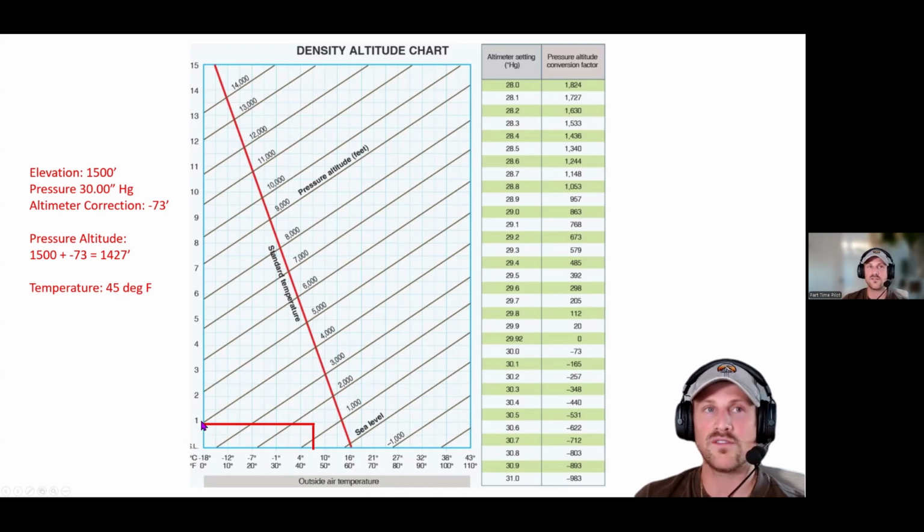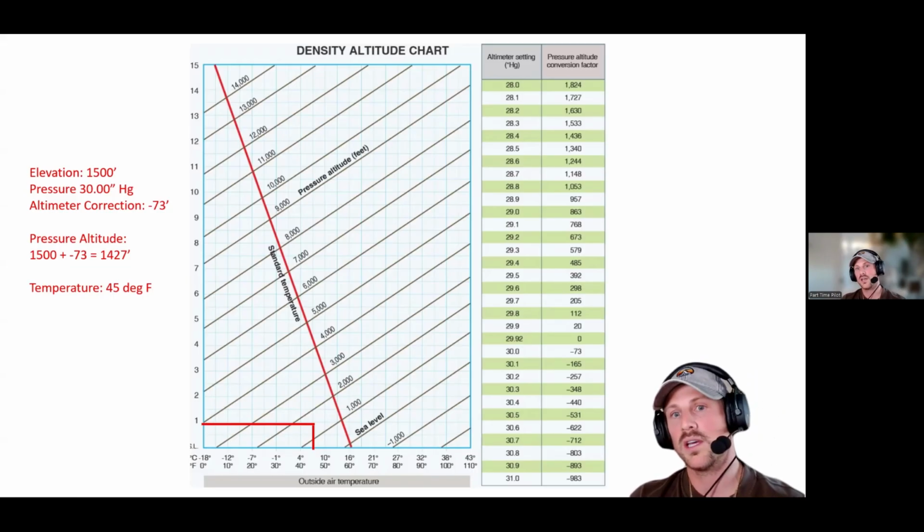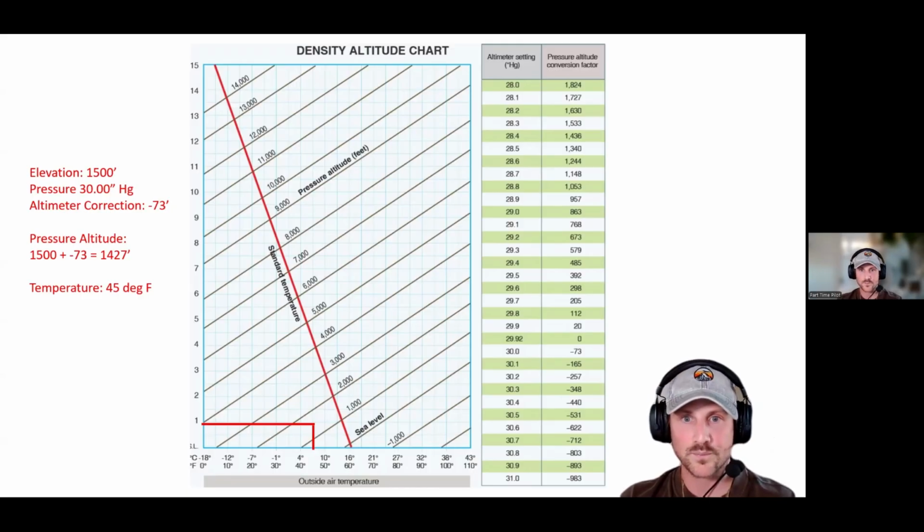And these are in thousands of feet. So 1 means 1,000, 2 means 2,000. So we're just below 1,000. I think I just called it 1,000, but if you guys got 900, 850, that is close enough.